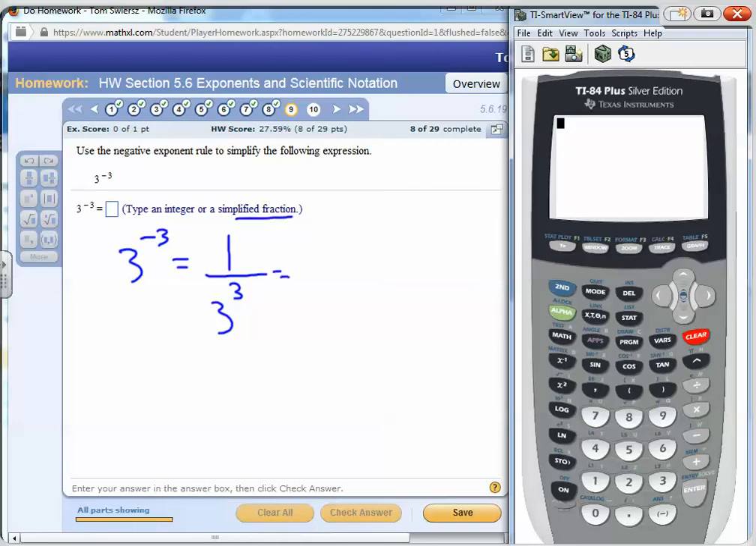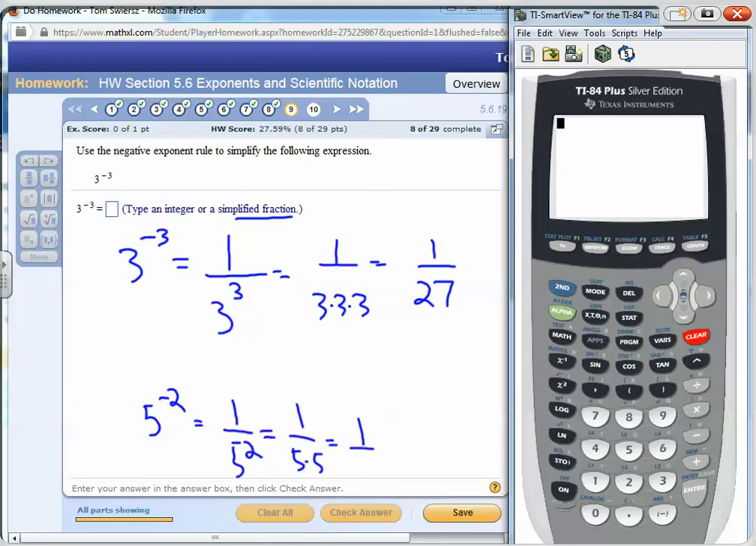They want a simplified fraction, and 3 cubed is now just 3 times 3 times 3 because it's a regular exponent. 3 times 3 times 3 is 9 times 3 is 27, okay? So again, 5 to the negative 2. The exponent is negative. It's 1 over 5 squared. 5 squared is 5 times 5, so it's 1 over 25.